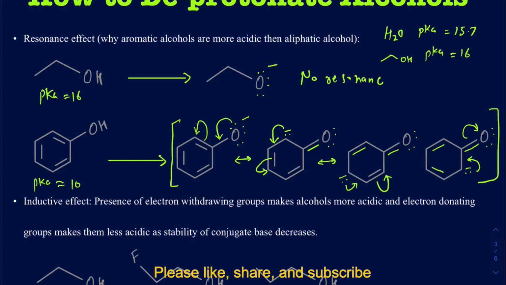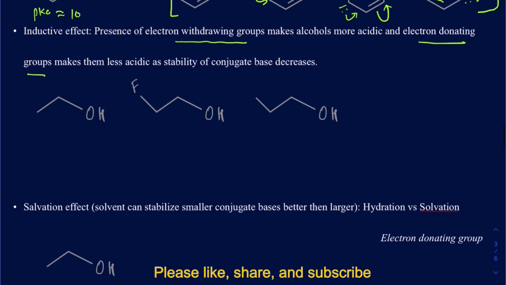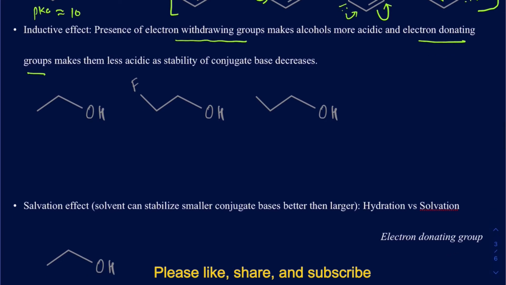In addition to resonance, sometimes we may see the inductive effect being played into creating more acidic or less acidic alcohols, and this inductive effect more or less stays the same in terms of explanation for other acids as well. If you have electron withdrawing groups, they make a stronger acid, but if you have an electron donating group, it is going to make the acid less acidic because it decreases the stability of the conjugate base. Now, let's try to explain that with these examples.